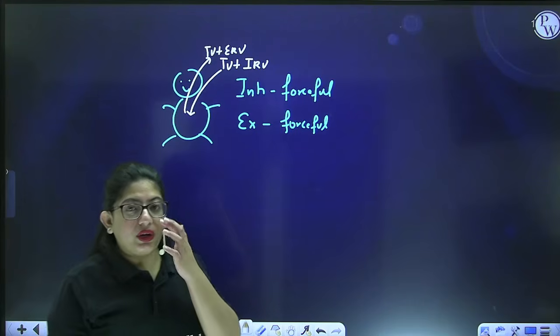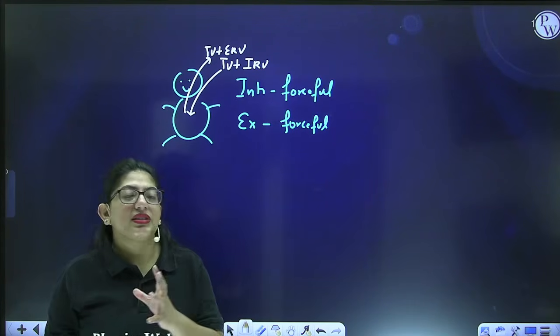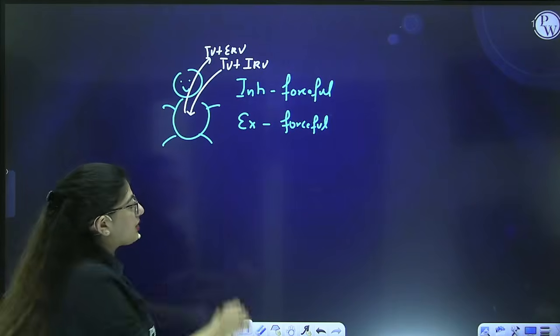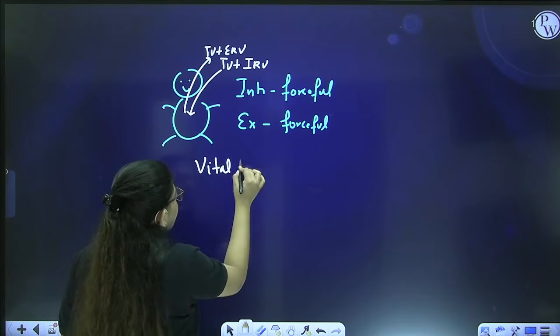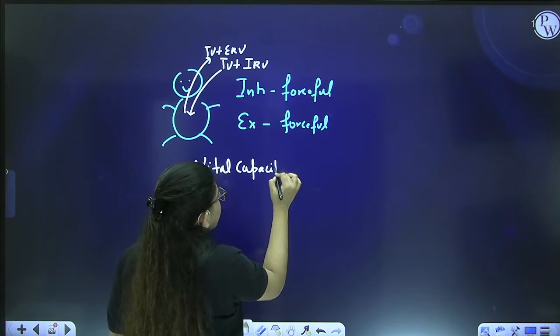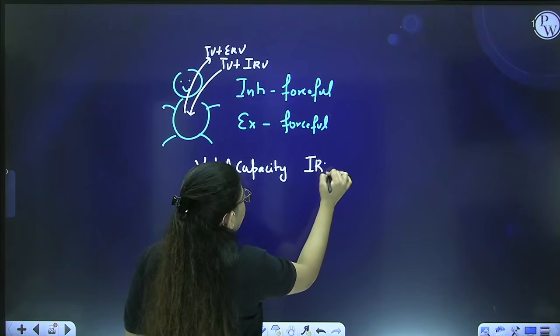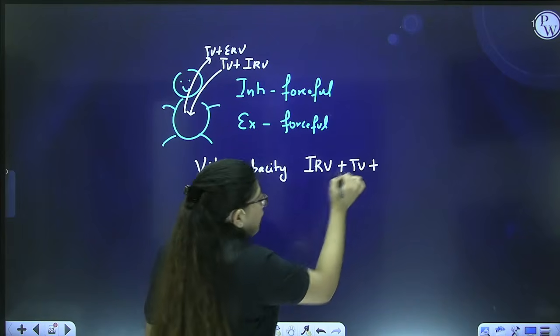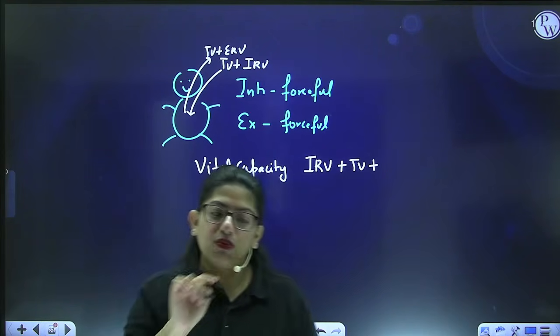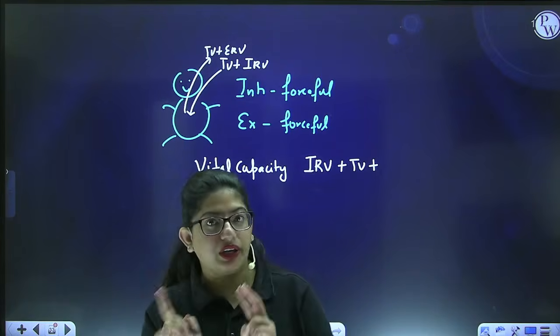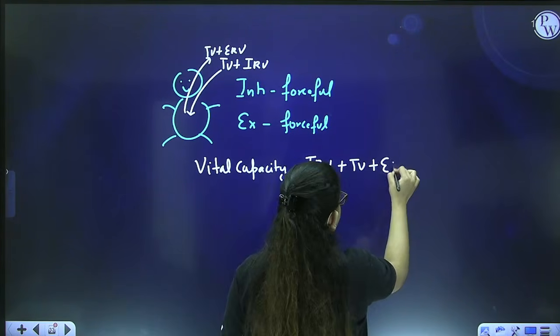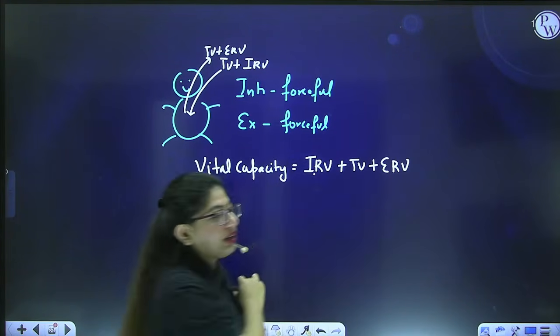Tidal volume is common. So vital capacity is formed by the union of three things: IRV, tidal volume, and whenever I'm saying tidal volume, I'm taking both in and out, plus ERV.